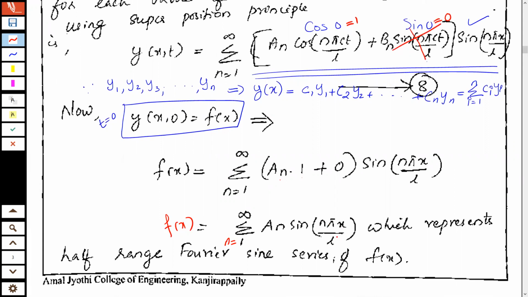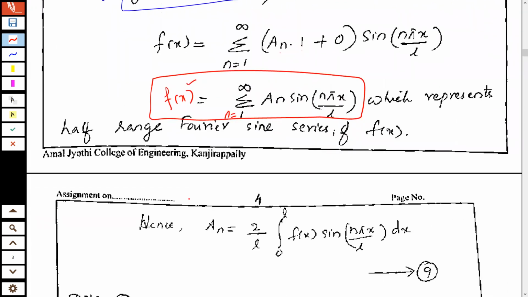That is, we have f(x) equal to sigma n equal to 1 to infinity An sin n pi x by L. If we observe this series expression, we can see that this expression is the Fourier half-range sine series for the function f(x). And by the equation of the half-range Fourier sine series, An can be evaluated by the formula An is equal to 2 by L into integral 0 to L f(x) into sin n pi x by L dx.